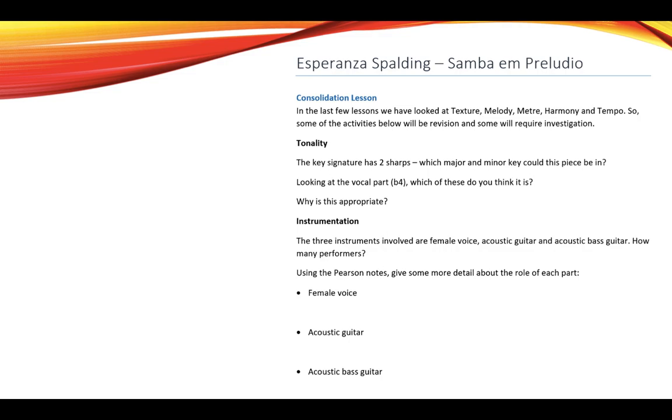So remember, these are what we call relative keys. So from the major key, i.e. D, you would count down 3 semitones on the piano keyboard to get to B. So that would be your relative minor. And of course it works in the opposite way as well. Now, looking at the vocal part in bar 4, which of these two keys do you think it's going to be? Now the answer here is B minor.